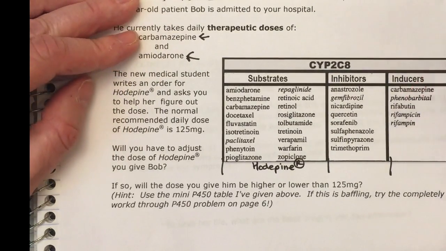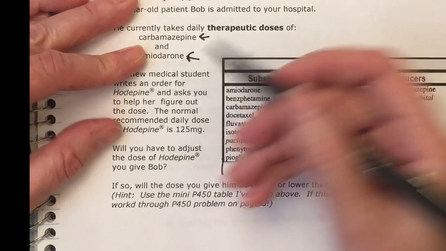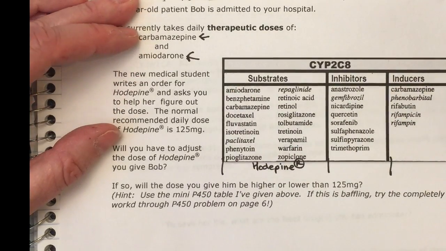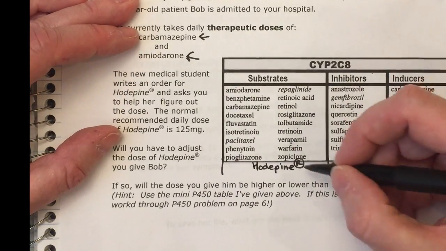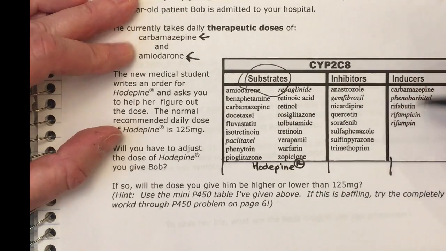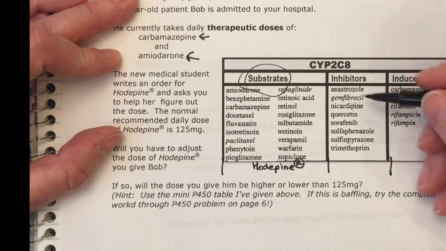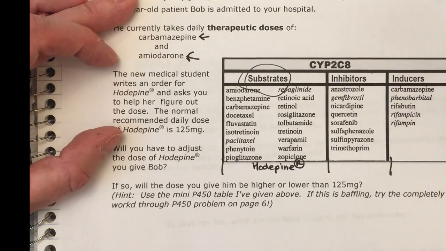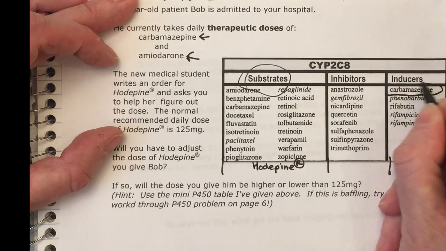But anyway, we want to know if these drugs are going to interfere with the hodopine I'm going to give this patient. So here's the substrate. Hodopine is the substrate. And now we just look. Can we find carbamazepine and amiodarone? And usually these things are listed alphabetically, if that helps. All right, so here's carbamazepine.